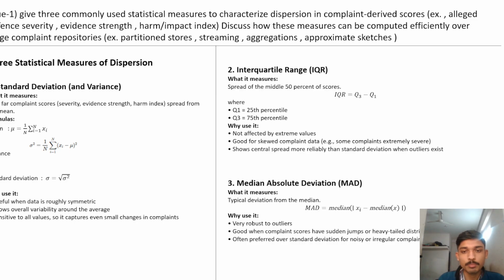The third one is mean absolute deviation. It measures a typical deviation from the median. Why do we use it? Because it is very robust to outliers, good when complaint scores have sudden jumps or a heavy-tailed distribution, and it is often preferred over standard deviation for noisy or irregular complaint data.